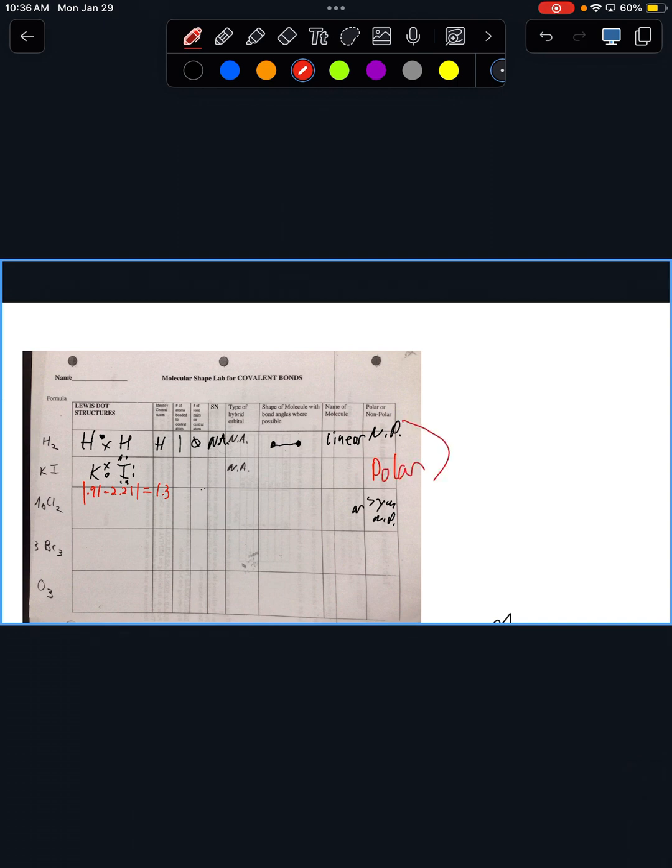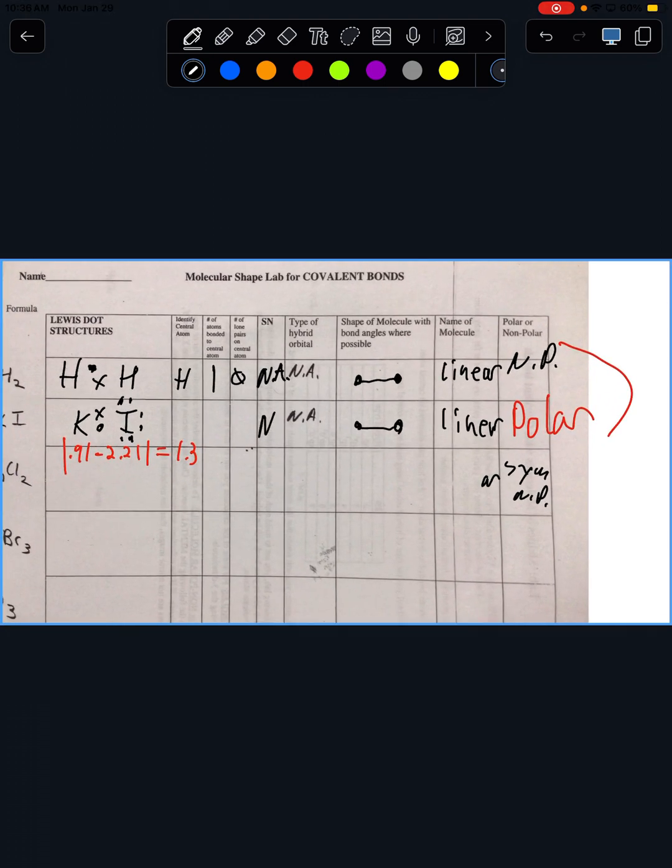which means then I know my molecule is polar. Only when you have 2 atoms, V and A, do you do the electronegativity to find the polarity, okay? The molecule must be linear. There is no SN number. It doesn't matter who you pick as the central atom. I'm just going to put NA here, NA, NA. It doesn't really matter.